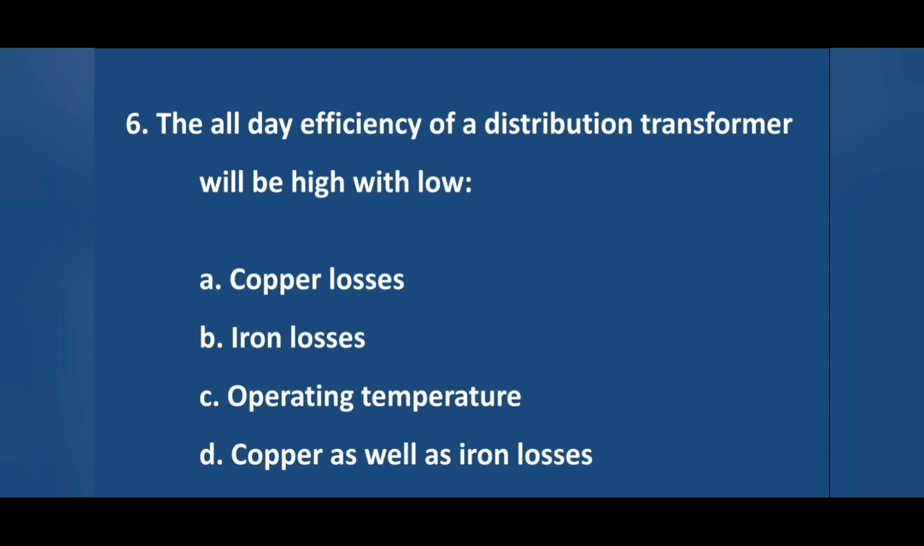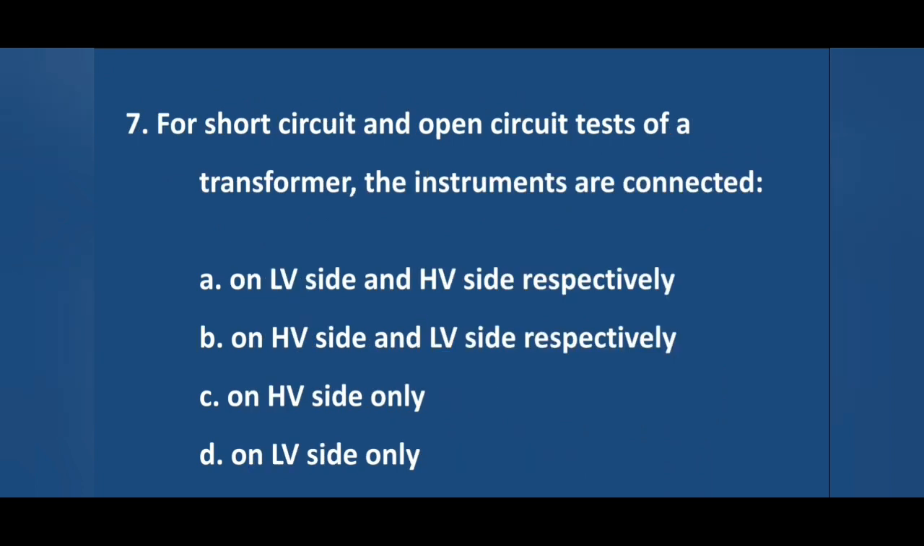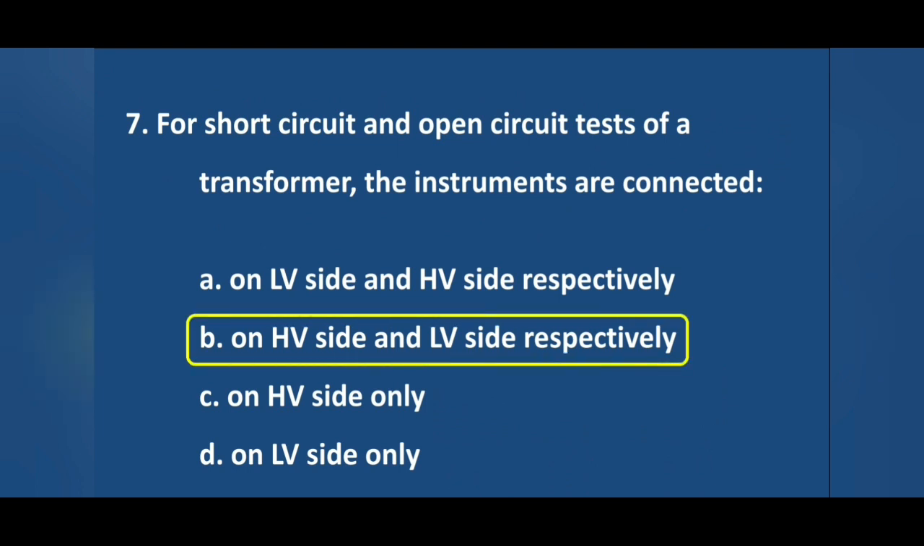Question number 6. The all-day efficiency of a distribution transformer will be high with low. Answer is option B, iron losses. Question number 7. For short circuit and open circuit test of a transformer, the instruments are connected. Answer is option B, on high voltage side and low voltage side respectively.